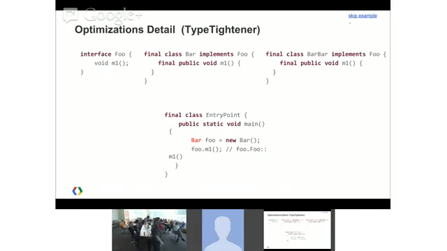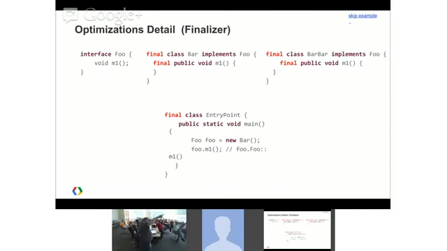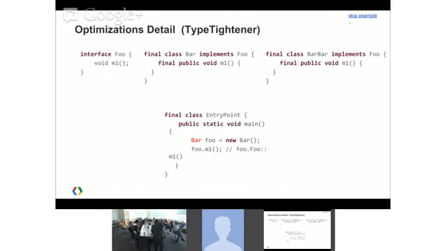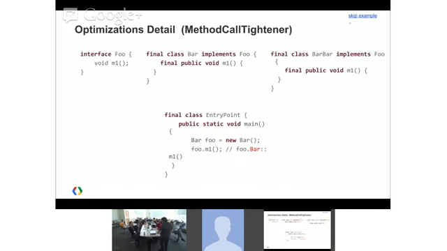Type tightener. So you had an assignment foo equal new bar. The type tightener will look at the body of the method and decide that foo always gets assigned a bar, so it will replace the type of foo by bar. But you see, the call foo.m1 still calls foo.m1, not bar.m1, because that's the job for the method call tightener. It will decide that because you have a foo reference, you have a bar reference, then the method call actually is to a bar object.